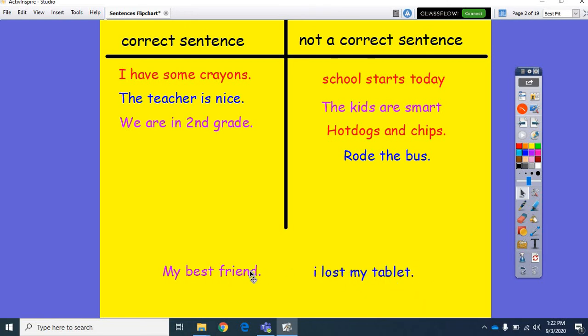All right, I'm going to let you think about these two for just a few minutes. We just have two left. The purple one says, my best friend, and the blue one says, I lost my tablet. Think about where we would put those two.